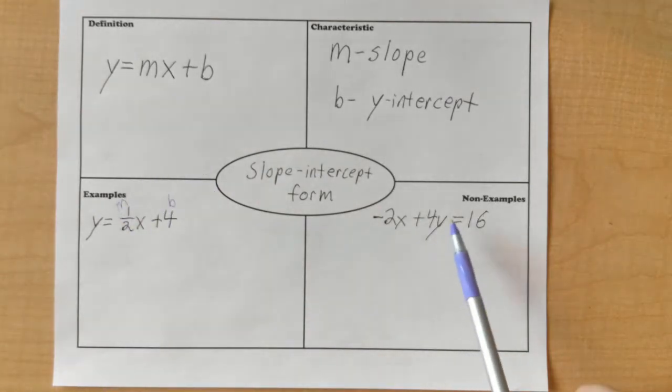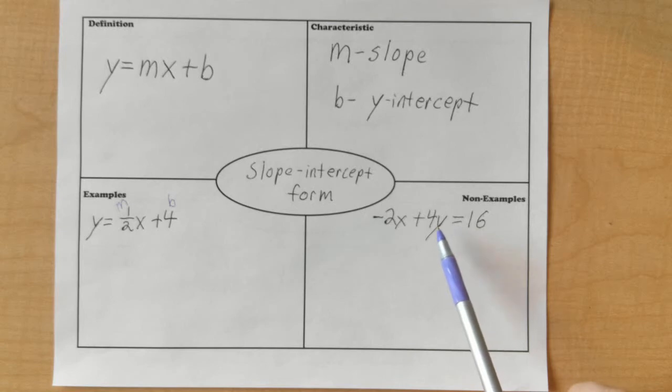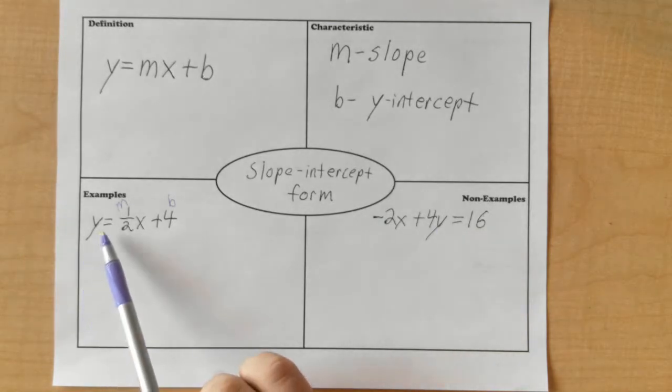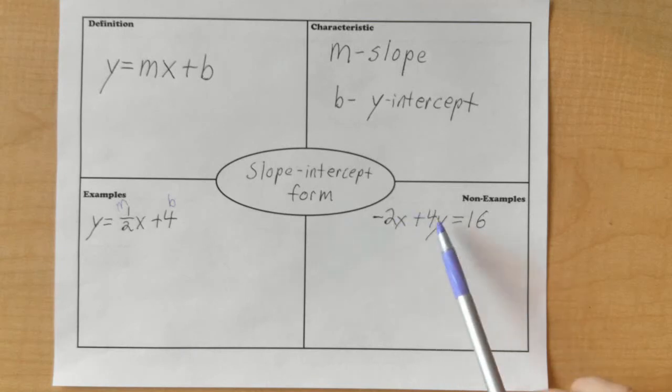This is a non-example. This is not in slope-intercept form. A key thing here is that y is not by itself. In order to be in slope-intercept form, it needs to be y equals. You wouldn't have all of this with the y as well.